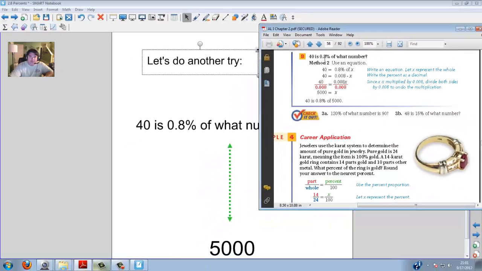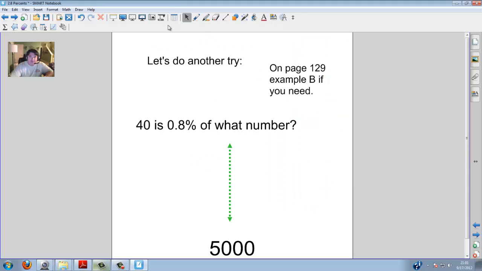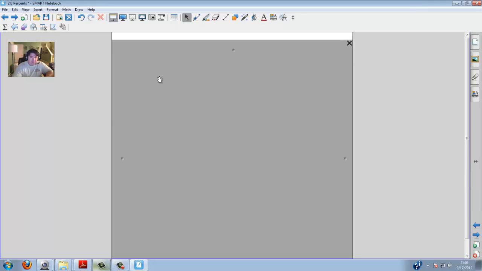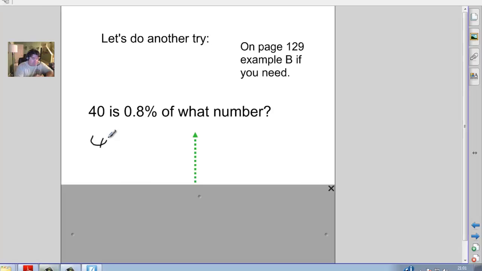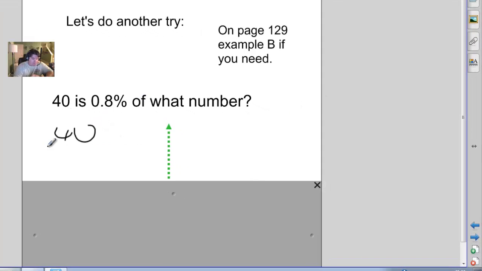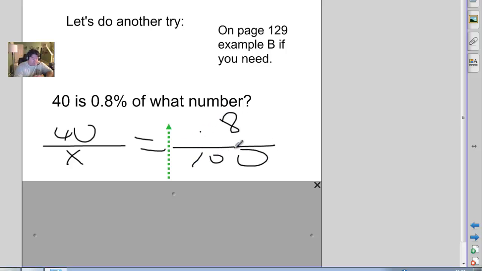40 is 8.8% of what number? But again, let me hide the answer there if you haven't seen it already. All you got to do is put 40 is on top, of what number? I don't know, so I'll put X. 0.8%, it's still just 0.8 over 100 because a percent is a number over 100. It doesn't matter if it's 0.8.